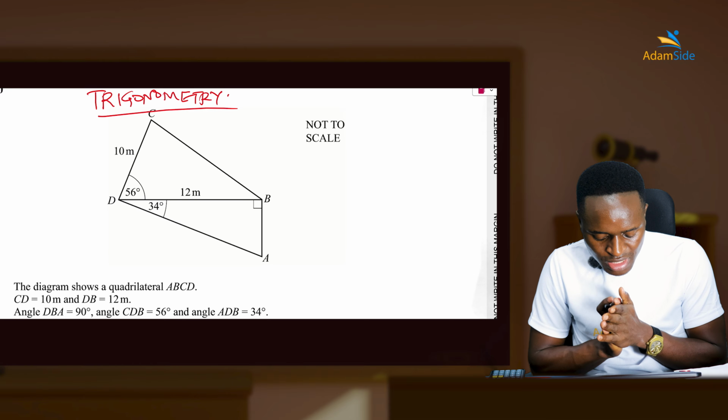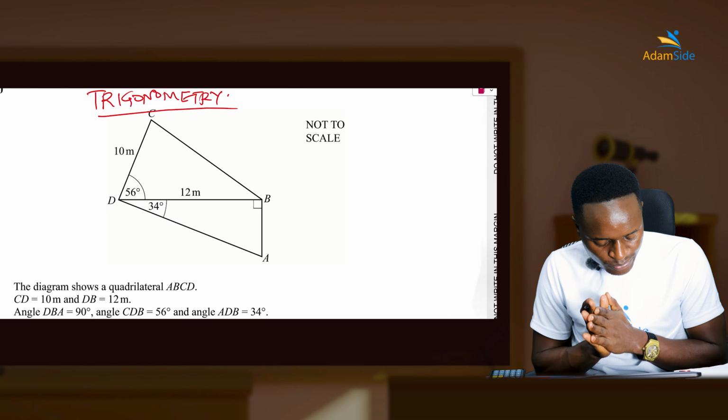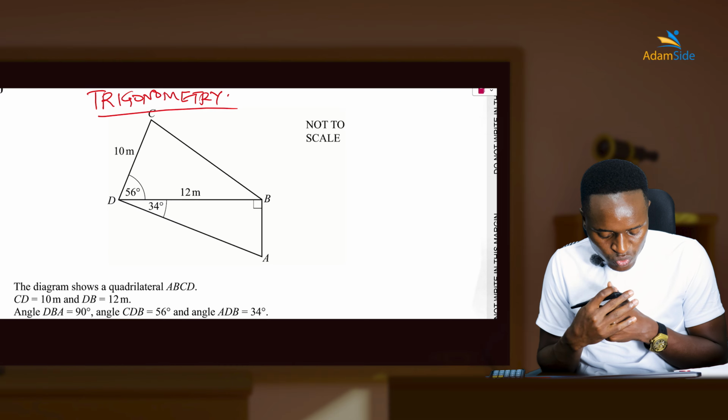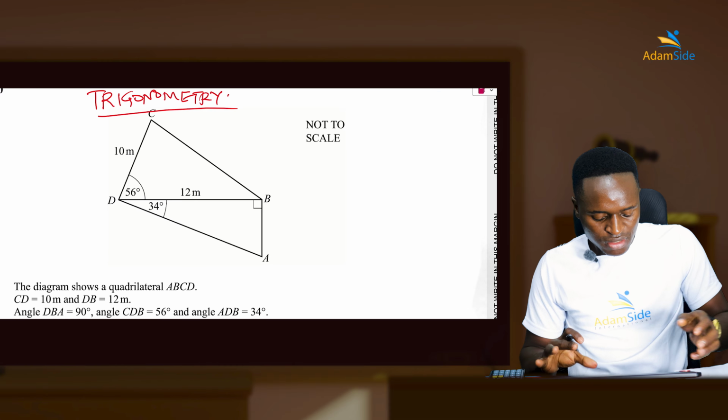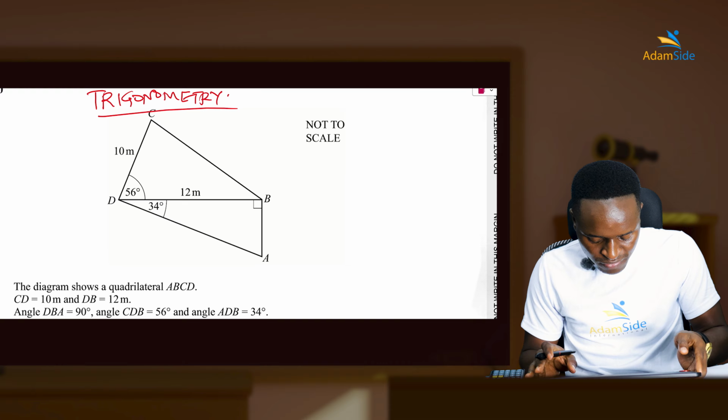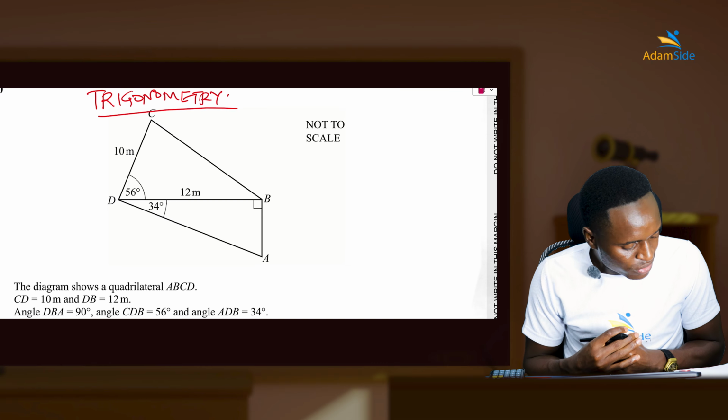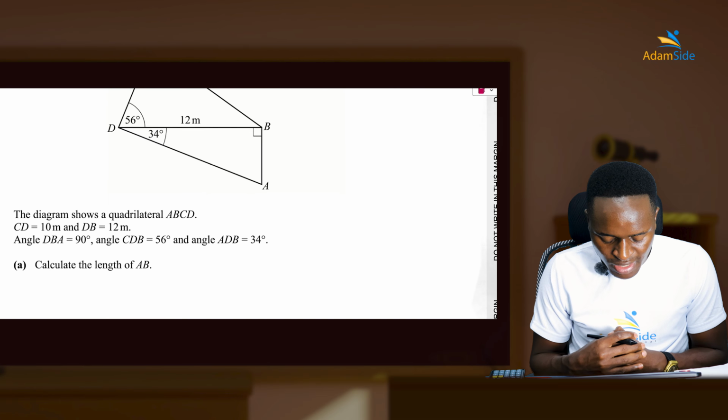Say the diagram shows a quadrilateral ABCD. CD is 10 meters and DB is 12 meters. Angle DBA is equal to 90 degrees. Angle CDB is 56 and angle ADB is 34 degrees. Calculate the length of AB.